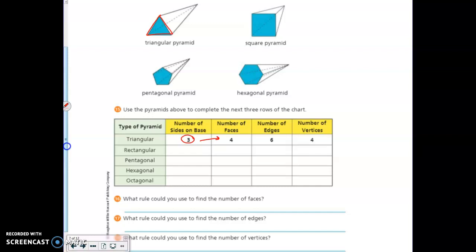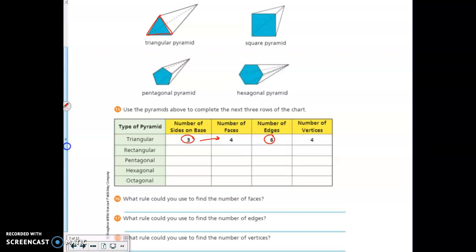Number of edges, again, has to be a different pattern here. We don't have 3 locations for our edges because we go to a point at the top. So we only have the number of edges on a base, and then the number of edges going up from that base to our point, to our vertex at the top. So in this case, it is 3 times 2 for the number of edges, which gets us to the number 6.